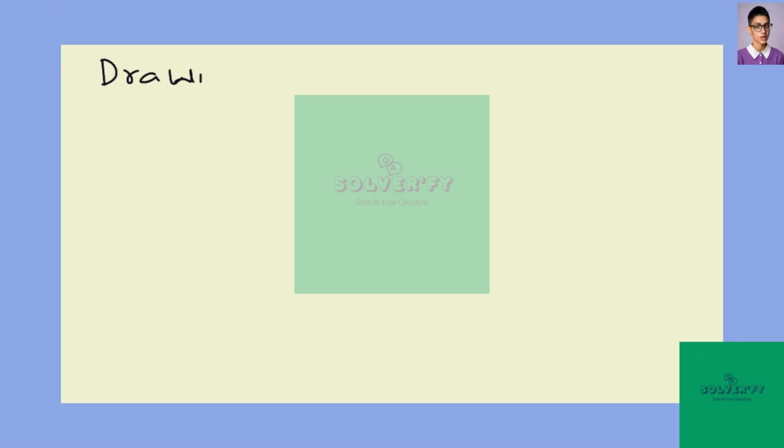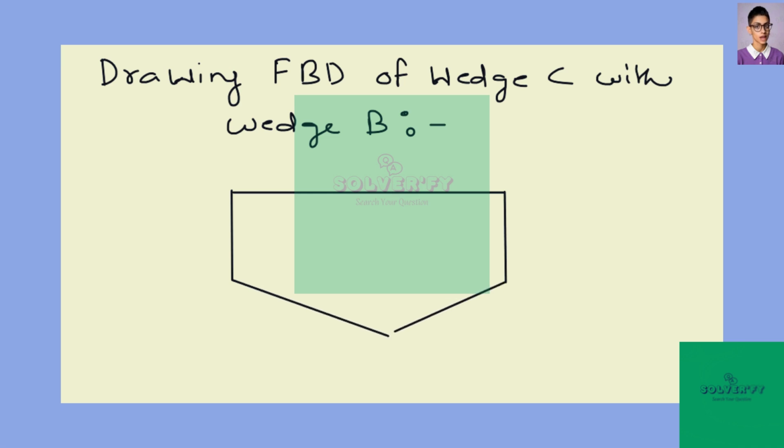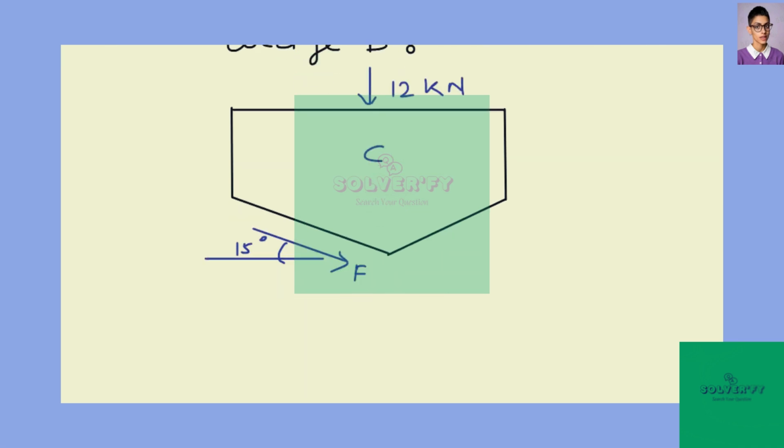First, drawing the free body diagram of wedge C with wedge B very carefully, showing all the forces that are acting on it with the help of the given data. So, this is point C and here it is 12 kilonewton. This is F and this angle is 15 degree.